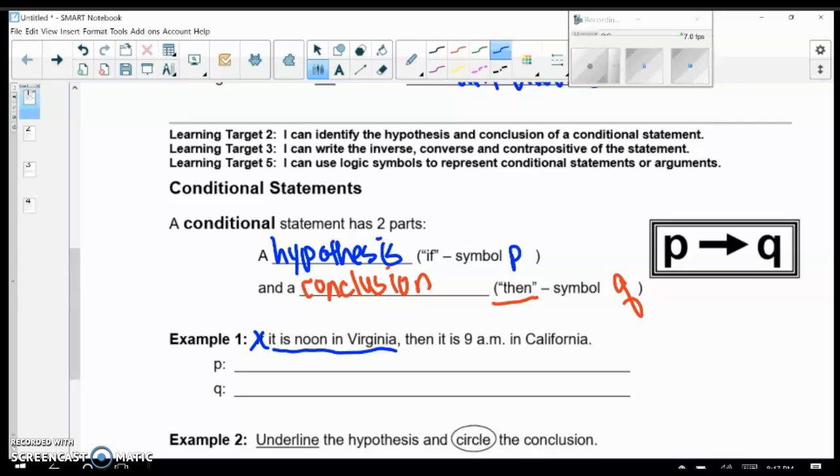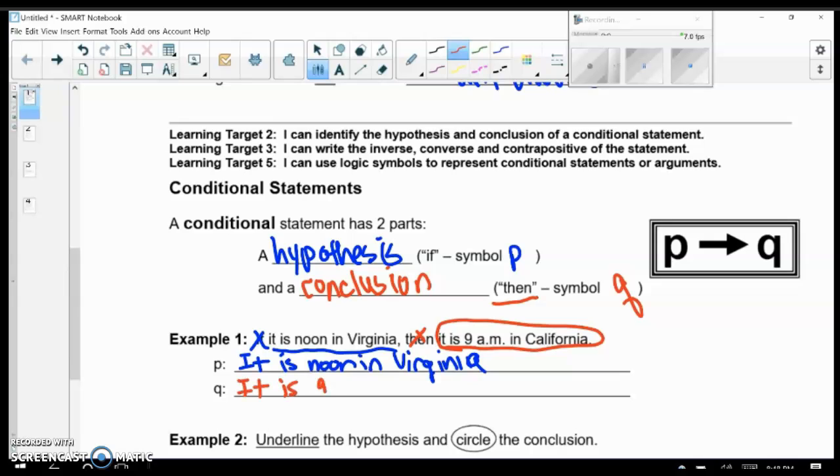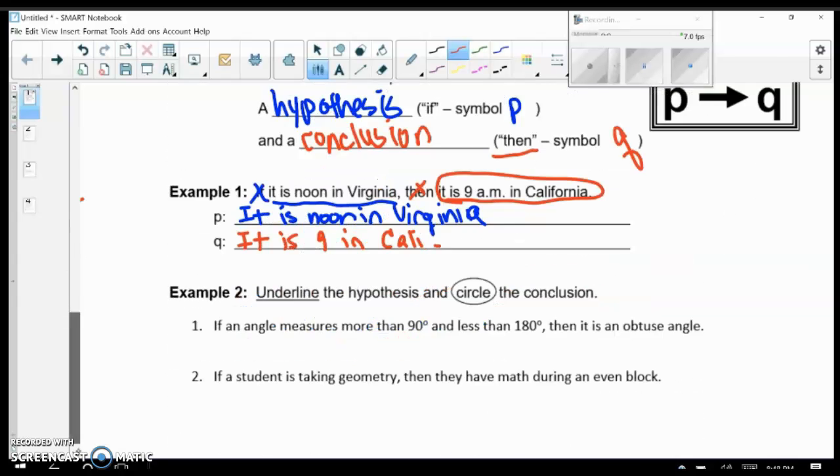I would say that when you're trying to parse out what is the hypothesis, what's the conclusion, just put that little X through the if and then underline what comes next. So it is noon in Virginia. That would be our hypothesis. And we would do the same thing for then. Then it is 9 a.m. in California. So our conclusion would be it is 9 a.m. in California. It's the clause or the statement that's immediately after the then portion. Okay.